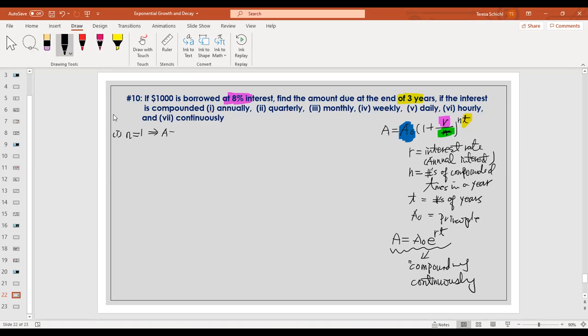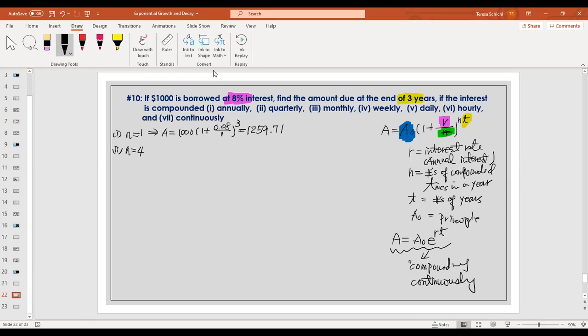After 3 years, we have $1,000 times (1 plus 0.08 divided by 1), because you're compounding 1 time, to the power of 3 years. Put it into the calculator and you get 1259.71. So you initially put in 1,000, and after 3 years, you get about $1,259.71.